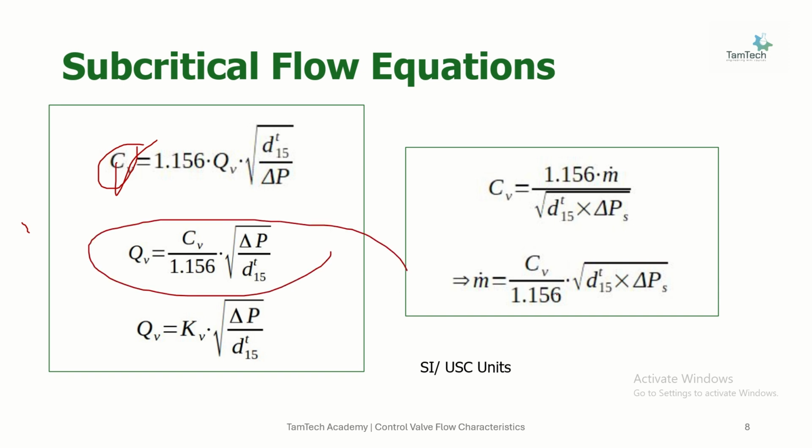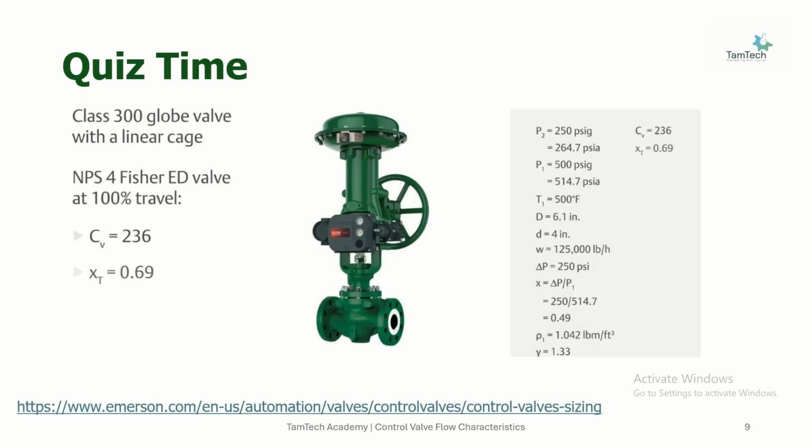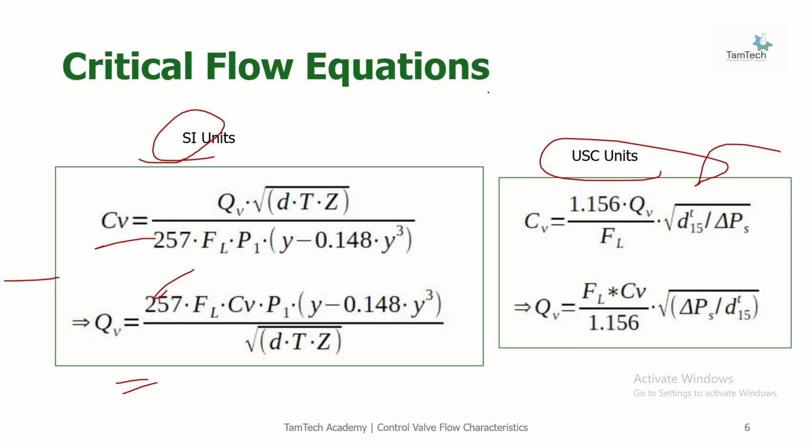It's again SI units and US customary units. You can use whatever unit. In general, the Kv and the Cv also have a relationship between each other, that's why you should be very careful when you are using any of them. So as an engineer, your main responsibility is to identify first of all your flow regime, then select the correct equation, either it's subcritical this one or critical this one.